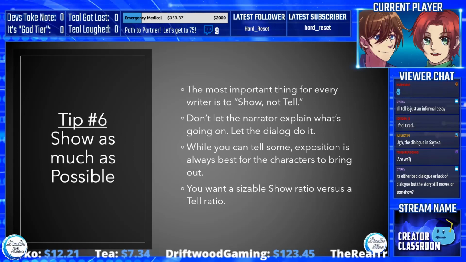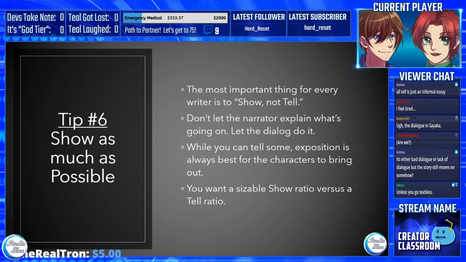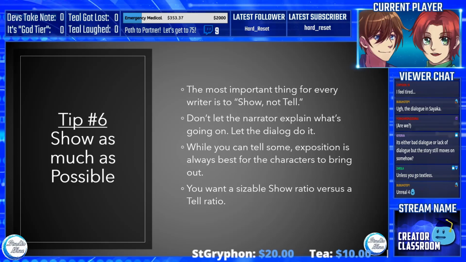Yes. Yorkshire says, are we? What is that in reference to, Yorkshire? I'm sorry. Kia says, it's either bad dialogue or lack of dialogue, but the story still moves on somehow. Unless you go textless. Okay, let me take each one of those. So Kia says, bad dialogue or the lack of dialogue, the story still moves on. And then I can marry that into what Zarsla says, which is textless.